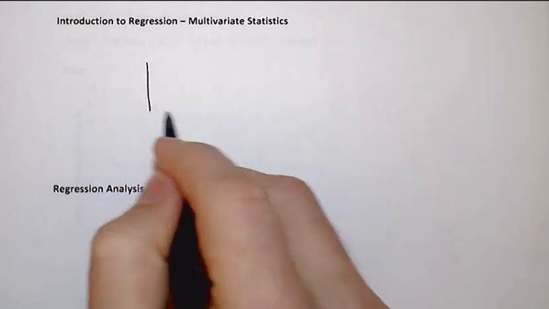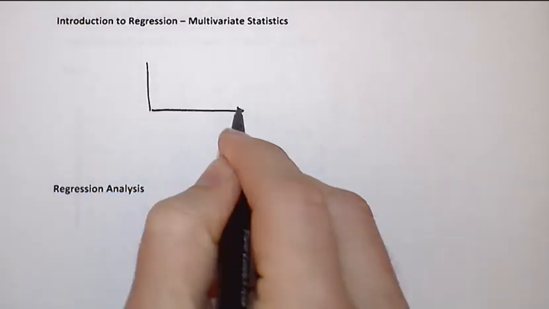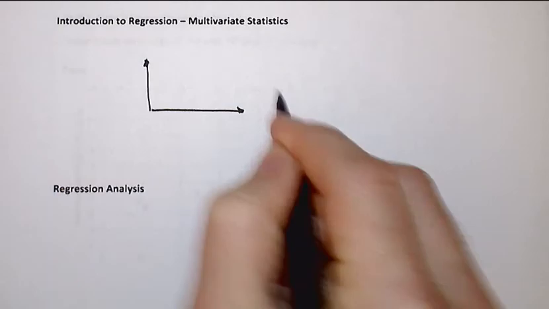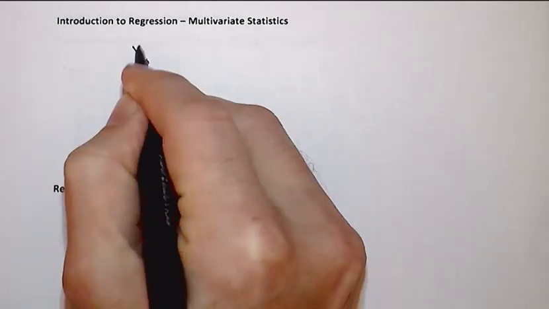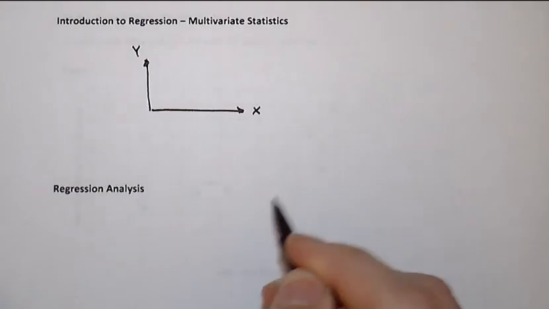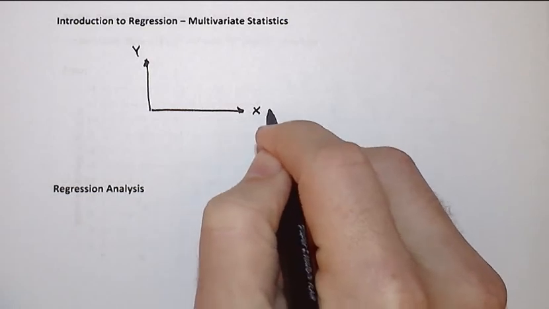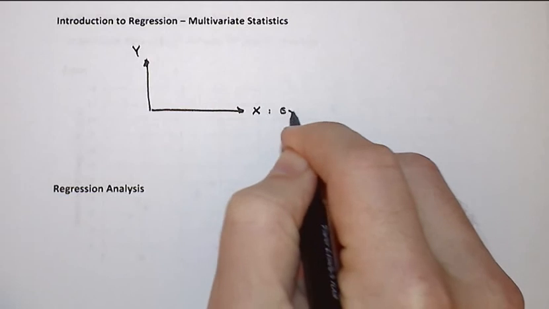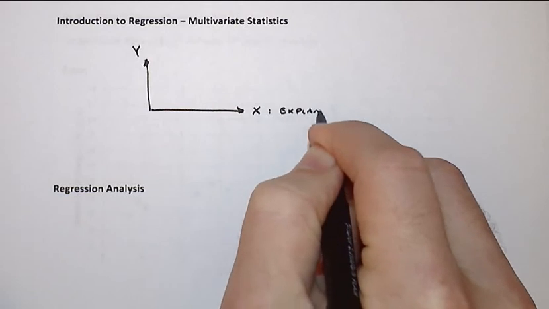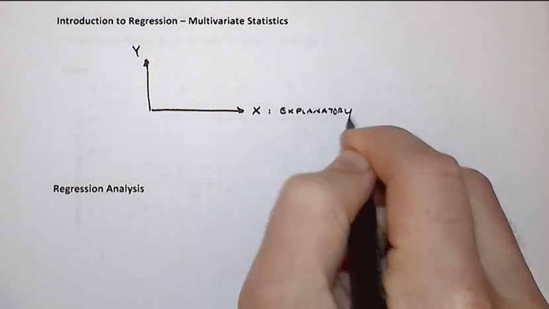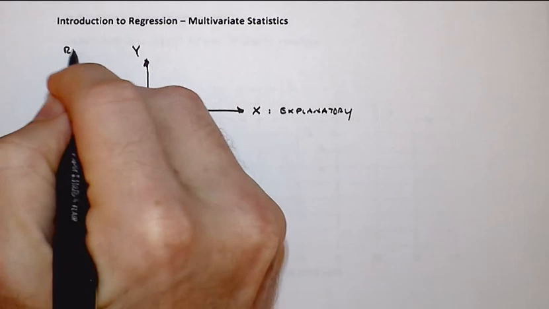And we'll start with two different joint random variables, where we're going to select the one that's on the x-axis to be the one that we think might be an explanatory variable for our response quantity.